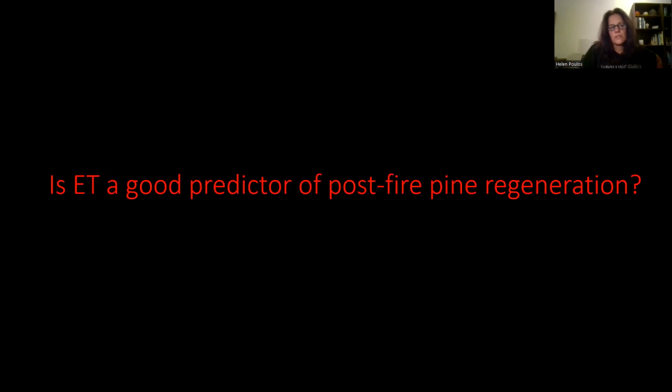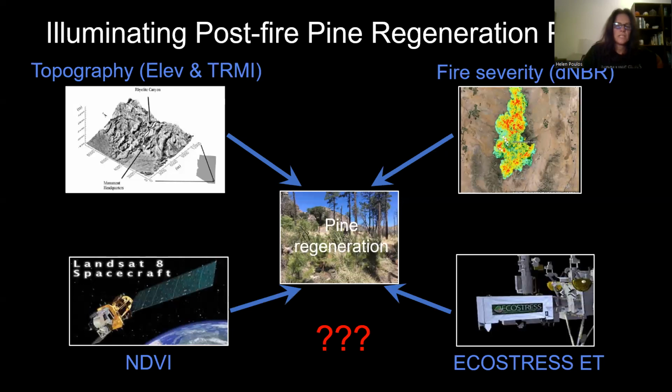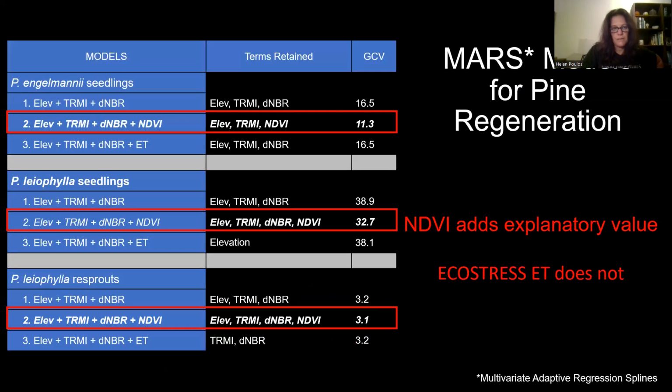And so this question: is ET a good predictor of post-fire pine regeneration? Again, we used plot data from vegetation surveys from before, after, and then 10 years after fire. So this is a repeated measures plot data set. In the past, we looked at the effects of fire severity and topography on pine regeneration. And then in our most recent survey, we were interested to see if NDVI or ECOSTRESS evapotranspiration data could help us improve our ability to predict pine regeneration in the post-fire landscape in southeastern Arizona.